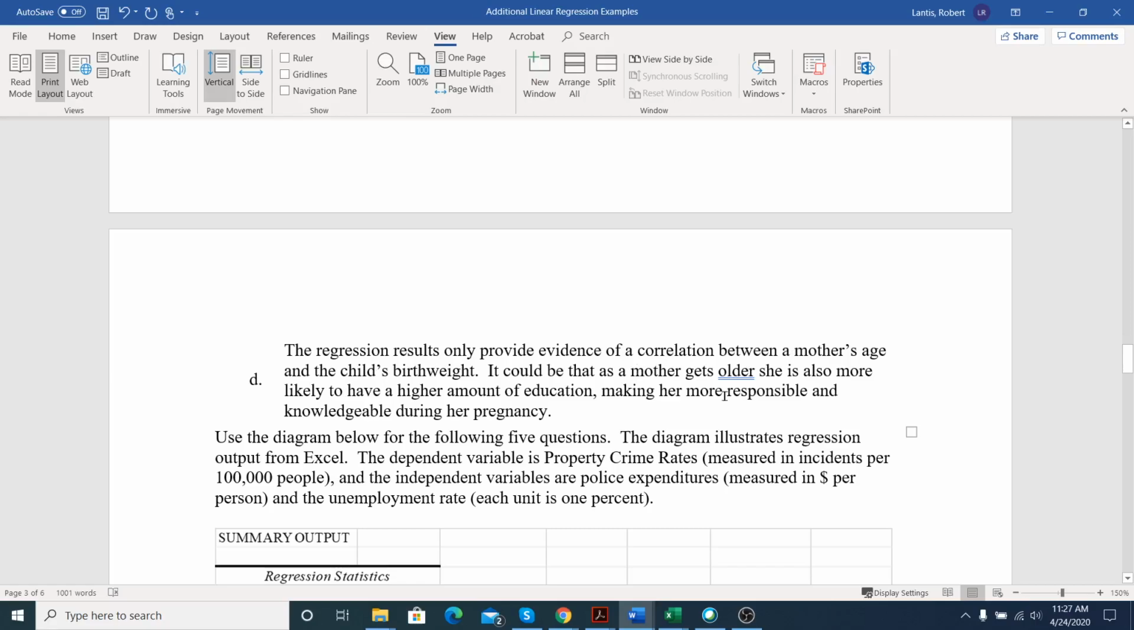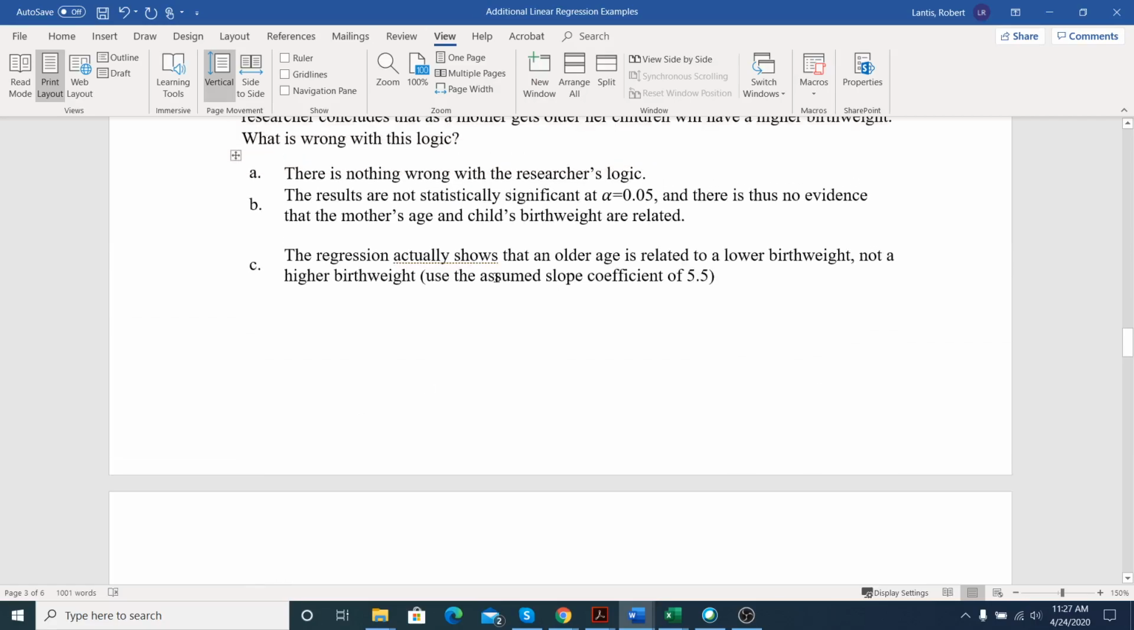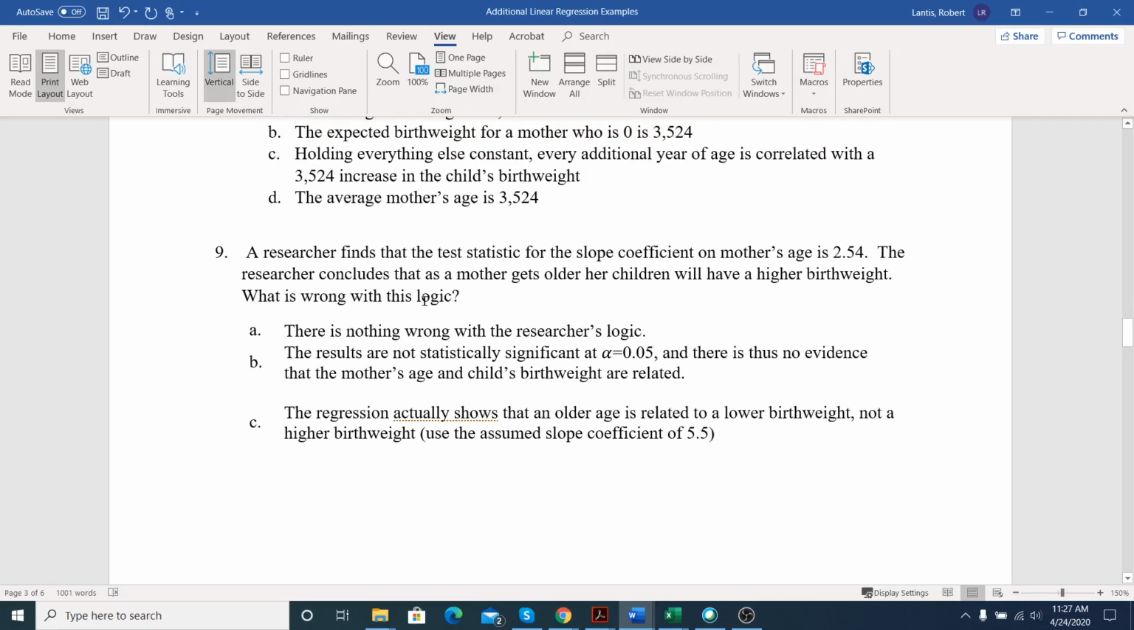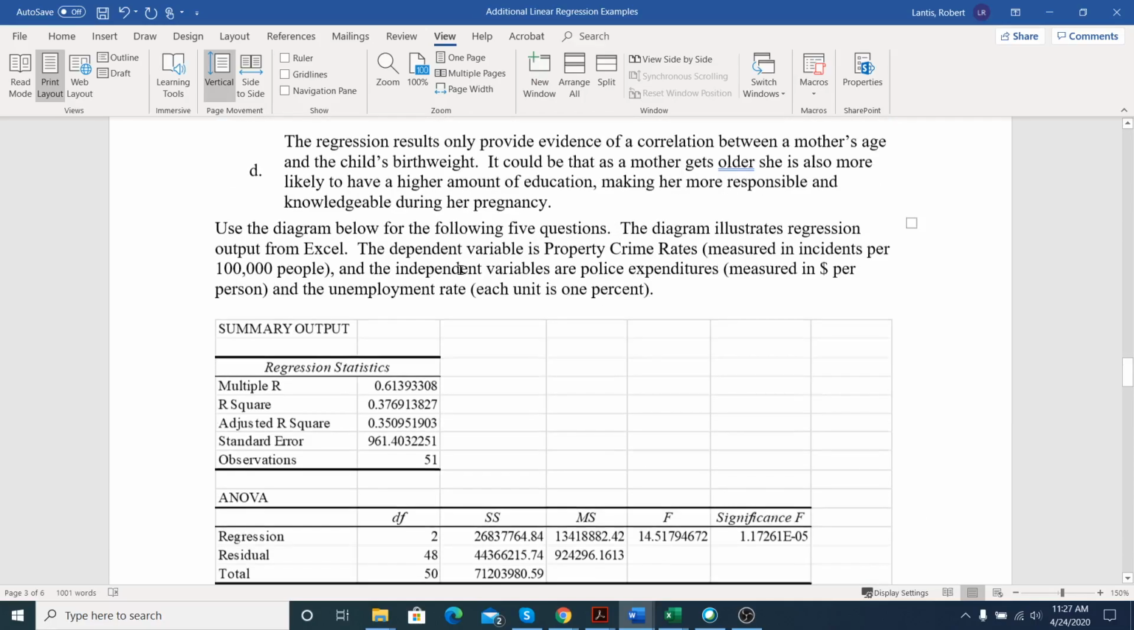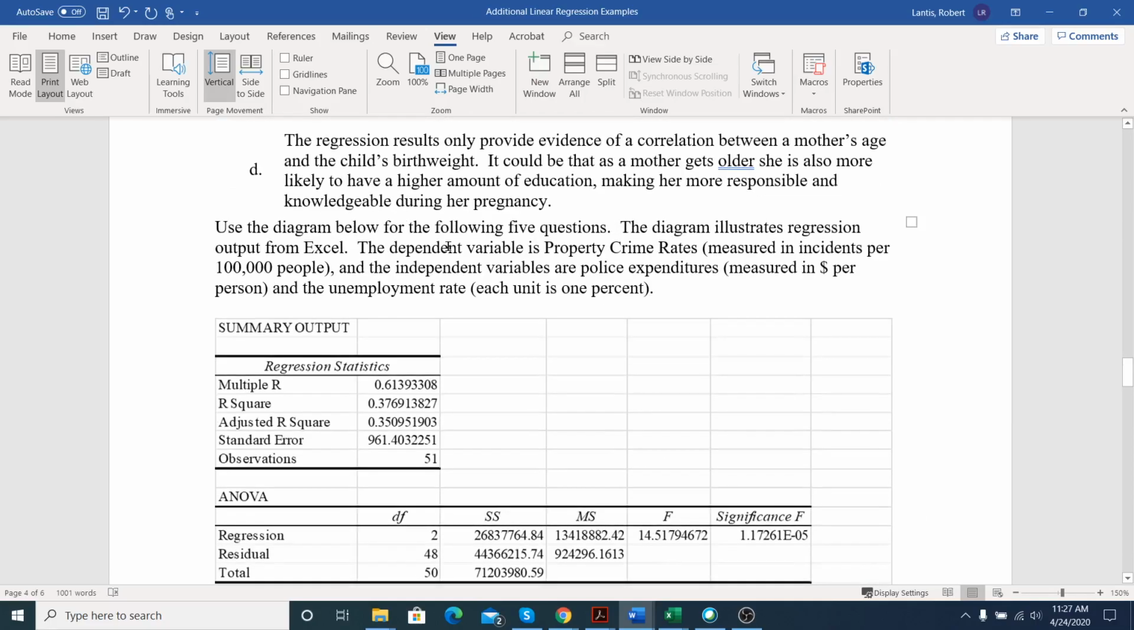So once again, the regression only provides evidence of a correlation between a mother's age and child's birth weight. It could be that as she gets older, she gets a higher amount of education, more responsible, etc., etc. Right? So if you see a question like this, hopefully these shouldn't be too tough. You're really just trying to tell me or find the option that says this is not a causal relationship, it's just evidence of a correlation. So that would be D there.